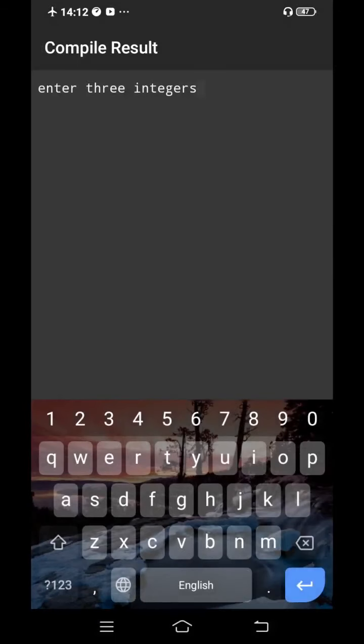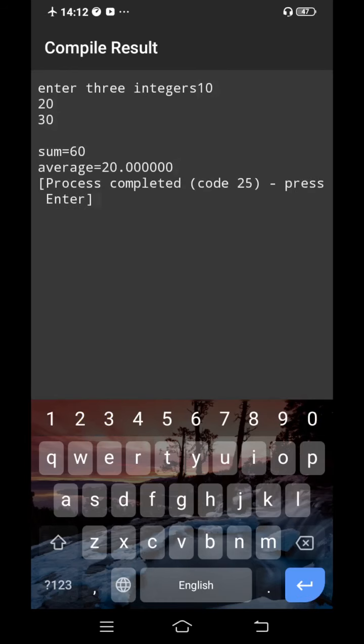Enter three integers. Printf. For output we use printf. What is written in the printf brackets? Enter three integers. This is the output. So I want to enter three integers like 10 space 20 space 30.